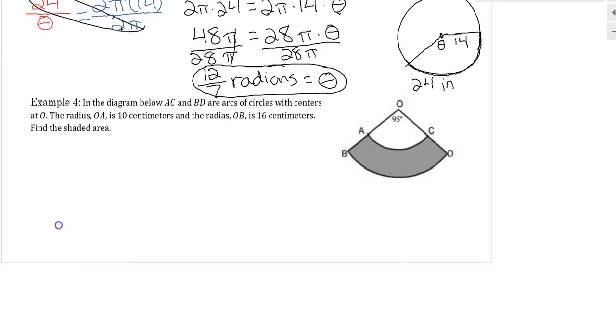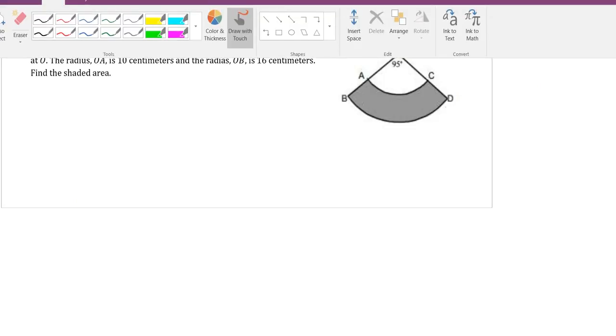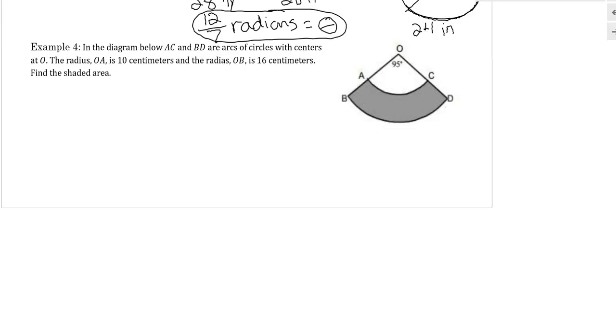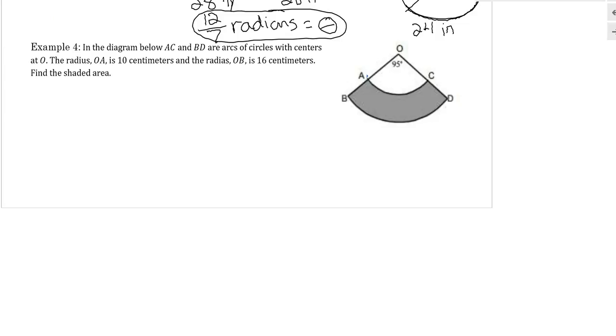All right, looking at our last example, number 4. In the diagram below, A, C, and B, D are arcs of circles with center at O. So technically I have 2 different circles. I have a smaller circle and a bigger circle. They just didn't draw the whole circle. The radius O to A is 10 centimeters. And then the radius O to B is 16 centimeters. I want to find this shaded area.